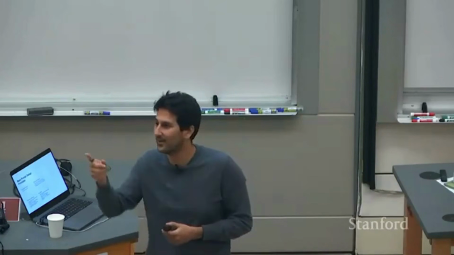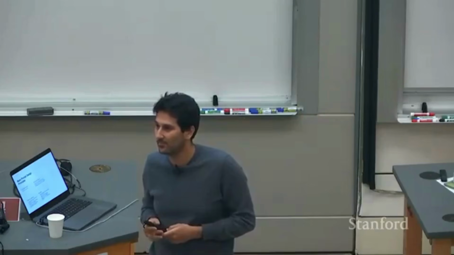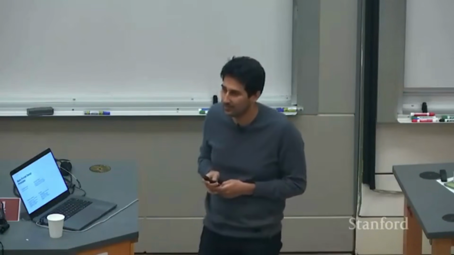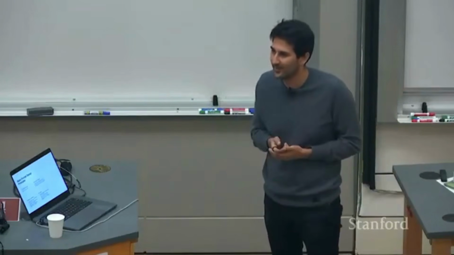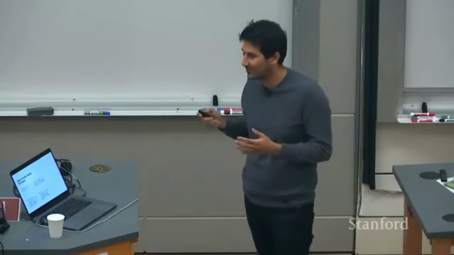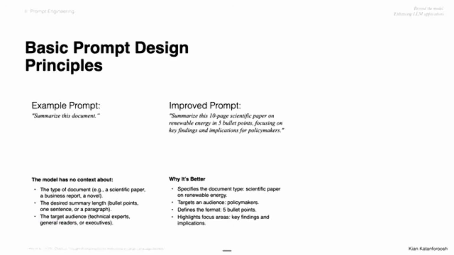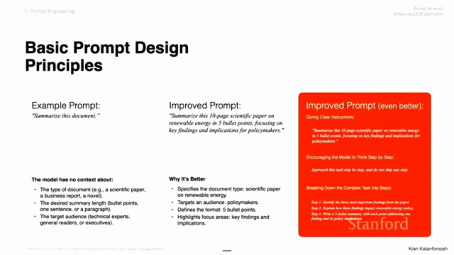What else? Break the task down into steps. Okay, break the task down into steps. Do you know how that is called? No. Okay, chain of thought. So, this is actually a popular method that's been shown in research to improve results. You could give a clear instruction and also encourage the model to think step by step. Approach the task step by step and do not skip any step.